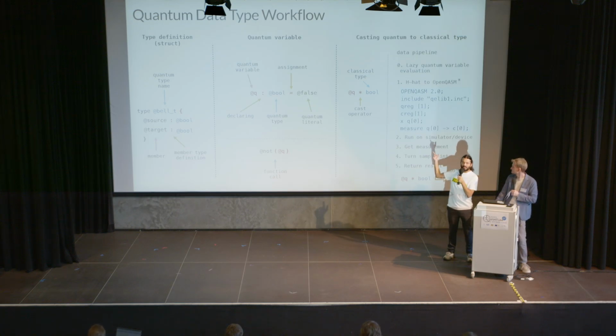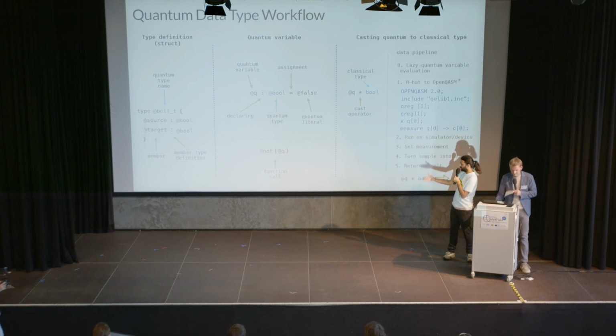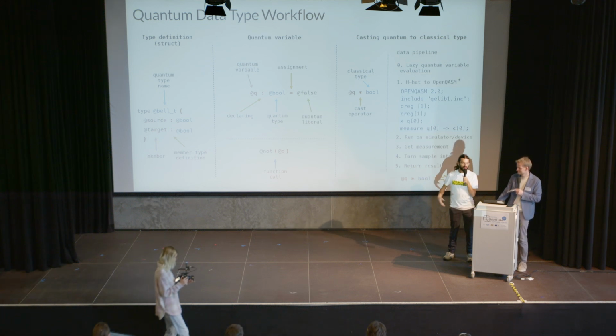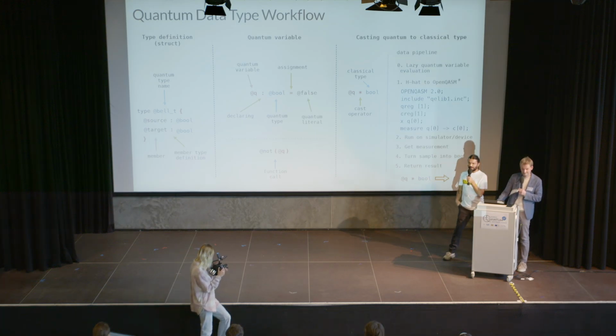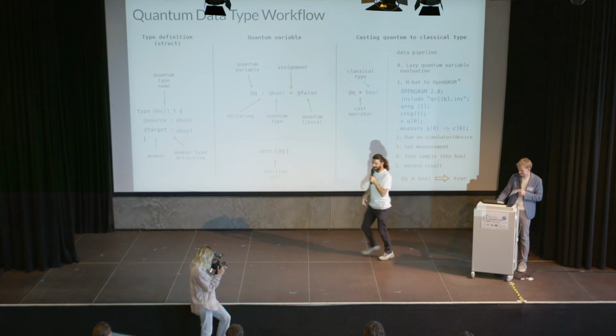So basically, I'm assigning the literal false to a variable of the type quantum boolean. And also applying functions is similar to other languages. Just name it and use the arguments. And on the right side is basically where the magic happens.